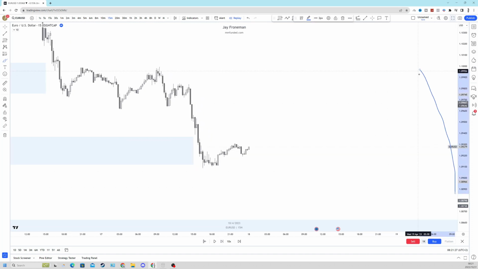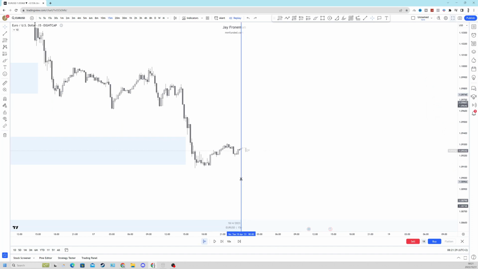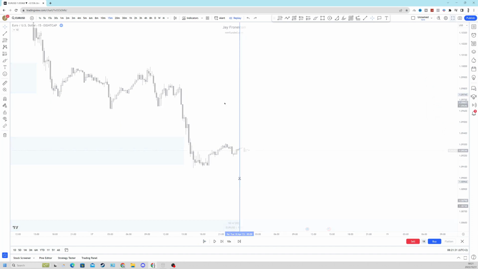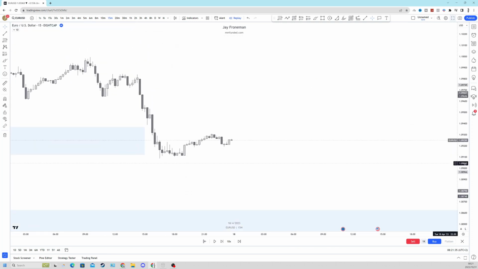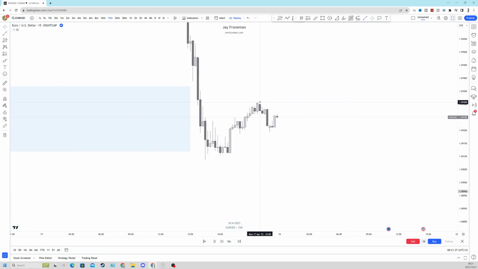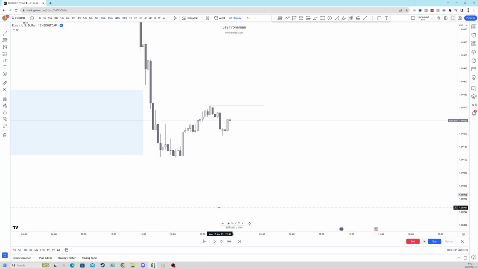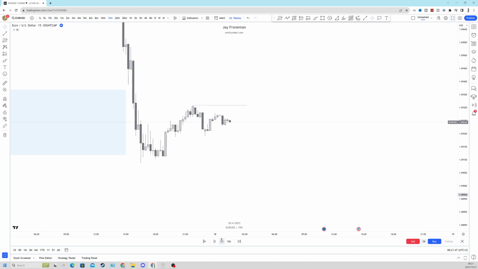Okay, so over here we're having a little bit of structure form. What I would like to see in order for me to enter and look for long positions is I want to see these highs going to the upside. So I can start to mark out my strong protected lows, weak highs, and my context on the M15 time frame.